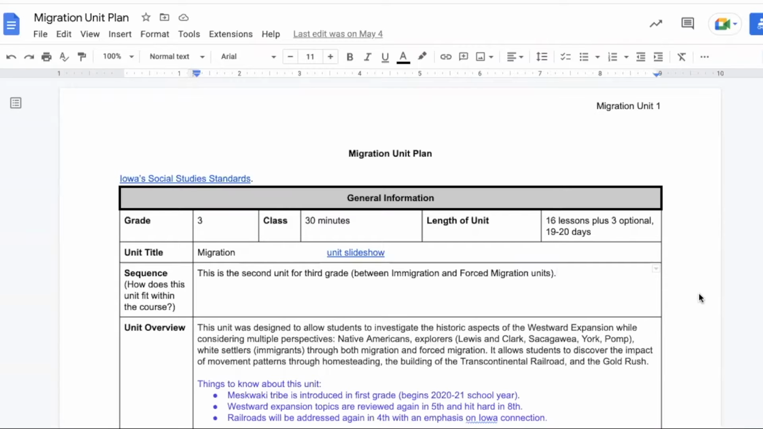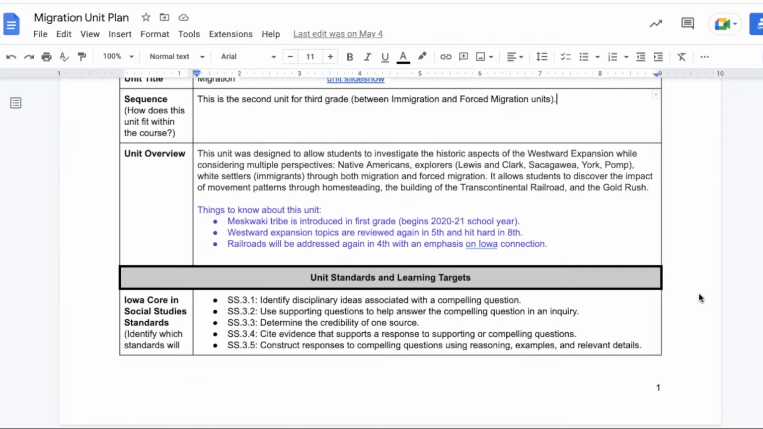This is the second social studies unit of the year and has 16 lessons plus 3 optional, and should take between 19 and 20 days to complete. This unit was designed for students to investigate westward expansion while considering multiple perspectives, such as Native Americans, explorers, white settlers, immigrants, and bringing in the concept of migration and forced migration. We're looking at patterns of homesteading, the transcontinental railroad, and the gold rush.